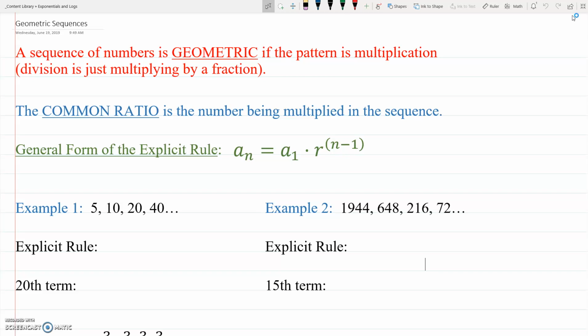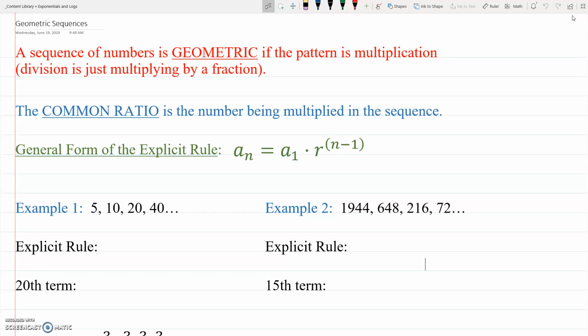All right, the blue line there, the common ratio is the number being multiplied in the sequence. So whatever the pattern is, whatever we're multiplying by, that is called the common ratio. Who remembers what that was called in arithmetic sequences? Common difference. Great job, common difference. So arithmetic, we had common difference. Geometric, we've got common ratio.